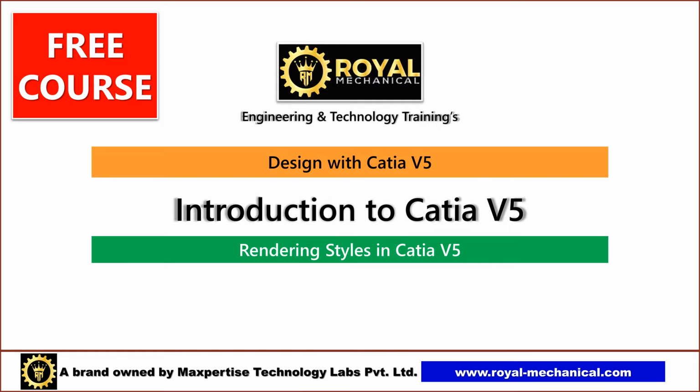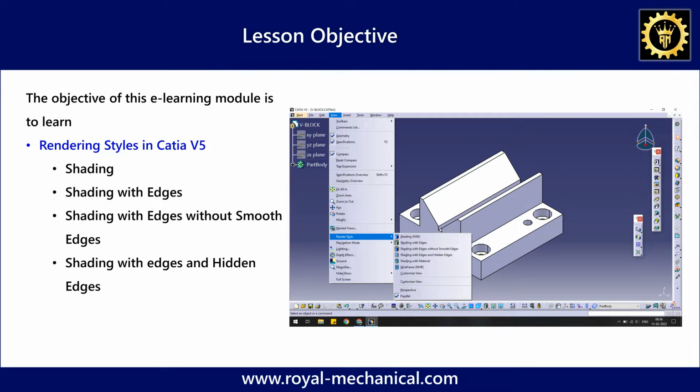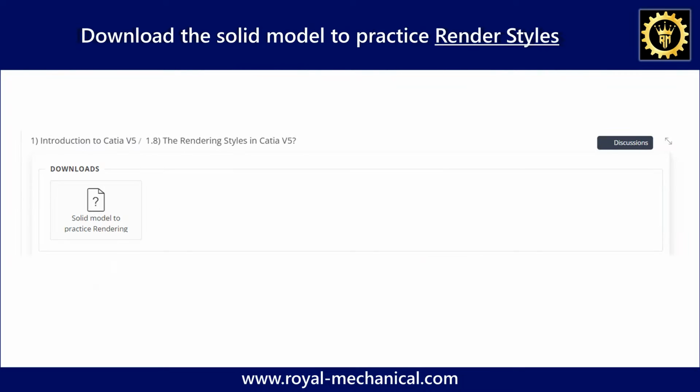Rendering styles in Catia V5. The objective of this e-learning module is to learn rendering styles in Catia V5. The rendering styles are shading, shading with edges without smooth edges, shading with edges and hidden edges, shading with material, and wireframe. Before we get started, download the solid model to practice render styles.